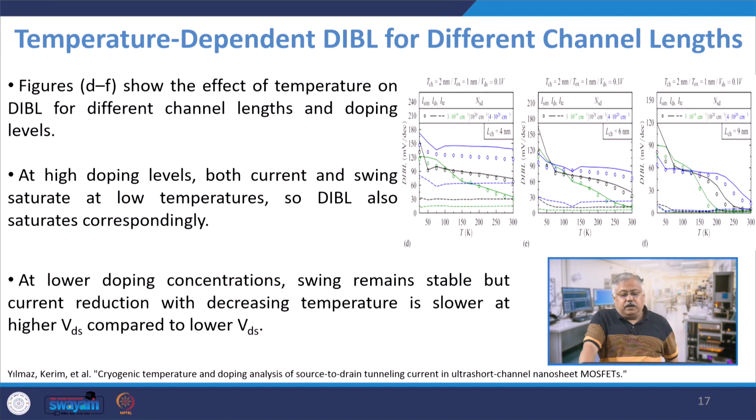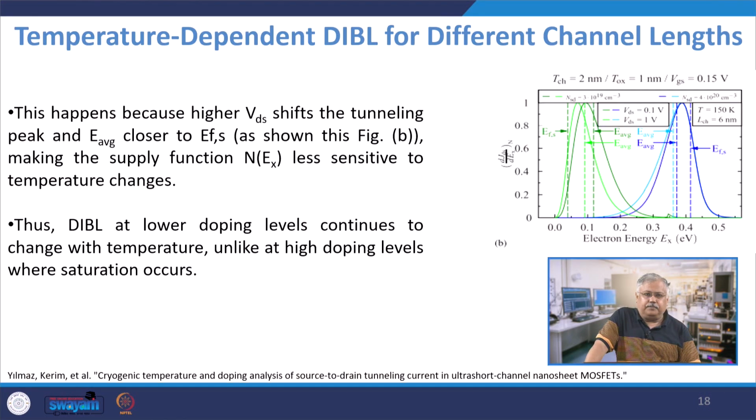Then we have the temperature dependent DIBL for different channel lengths of 4, 6 and 9 nanometer, and at 9 nanometer the DIBL is almost flattened out. At high doping levels, both the current and swing saturate at low temperature. At lower doping concentration levels, swing remains stable, but the current reduction with decreasing temperature is lower at lower VGS compared to the values at lower VDS. Then VDS shifts towards the tunneling peak and E average becomes closer to EFS, as we discussed in the previous figure. Therefore DIBL at lower doping level continues to change with temperature, whereas at higher doping level saturation occurs for the DIBL effect.